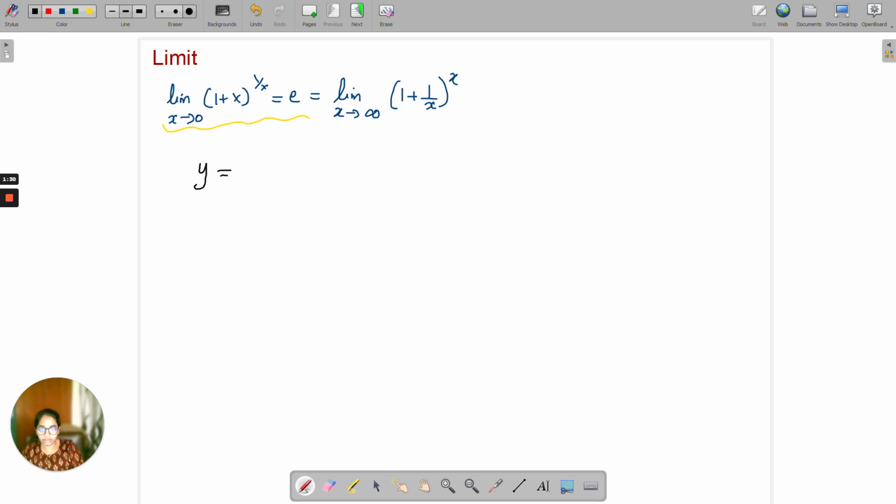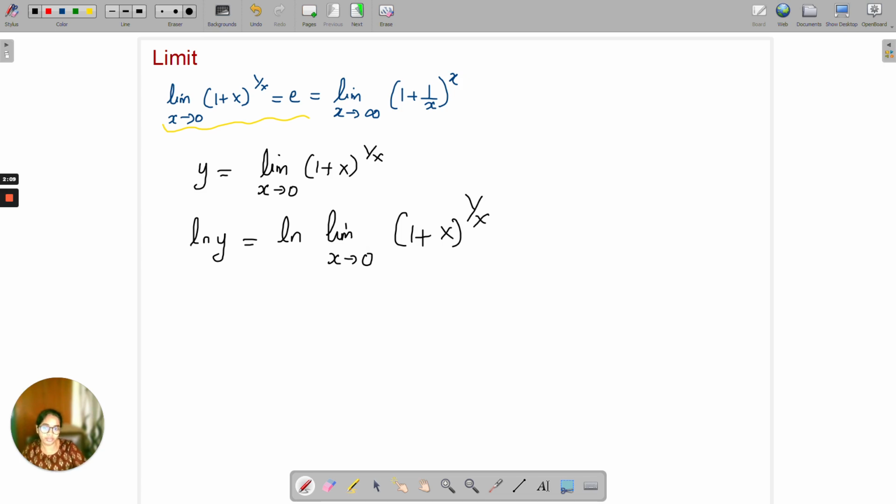Say y is equal to limit x tends to 0, (1 plus x) to the power 1 divided by x. At the end, I would have to arrive at y is equal to e. We would have to prove this is equal to e. So now let me apply ln on both the sides. ln y is equal to ln of limit x tending to 0, (1 plus x) to the power 1 divided by x.